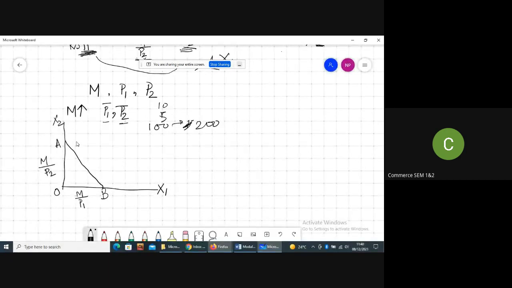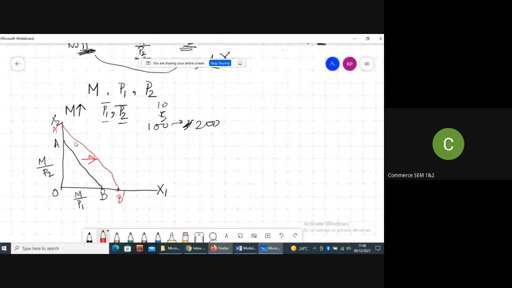So this point B will be somewhere here. So this is B prime, the new point. Similarly, M by P2 will also increase. So this is your A prime, the new point. Now if we join these two points by a straight line, this will be your new budget line, A prime B prime. So if your money income increases and prices remain unchanged, your budget line will shift to the right parallelly. Clear? Clear, sir.